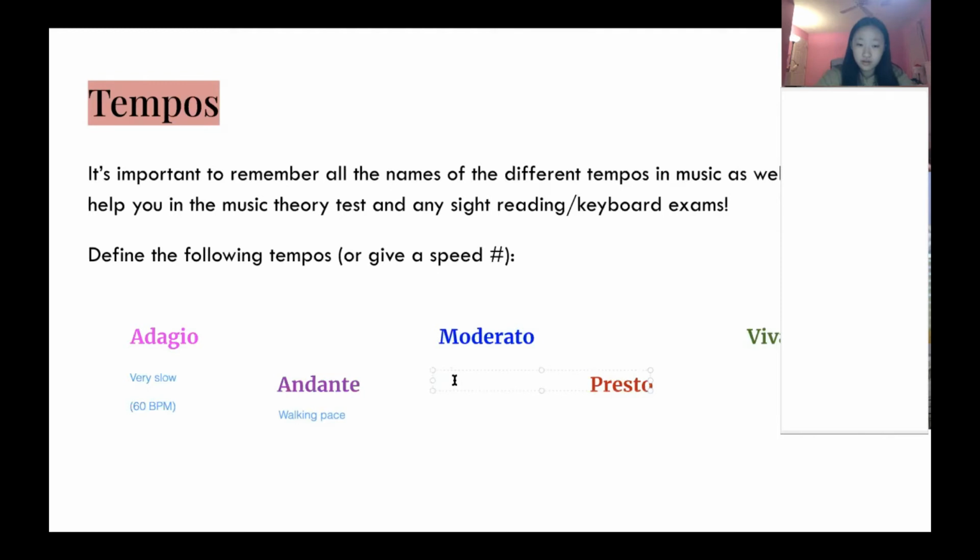Next is moderato. Moderato just sounds like middle, and it doesn't mean middle like a regular speed kind of. Very good. Yeah, it sounds like moderate or middle, so exactly.